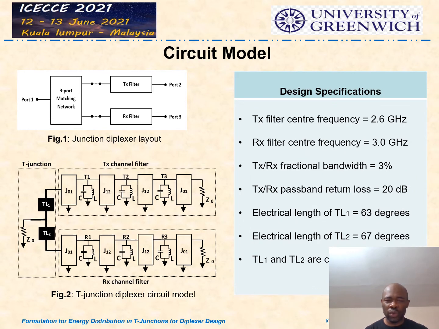We started with two filters. The first filter has a center frequency of 2.6 gigahertz, and the second filter, which is the receive filter, has 3 gigahertz as its center frequency. Both TX and RX have the same fractional bandwidth of 3%. The return loss for both filters will be looked at 20 dB. And then for the electrical length of TL1 here, we selected 63 degrees, and of course TL2 at 67 degrees. And as I mentioned previously in my last slide, both TL1 and TL2 will be considered at 1 gigahertz.